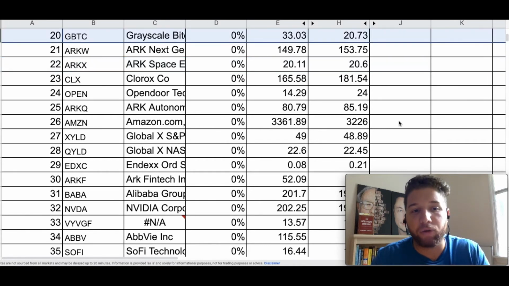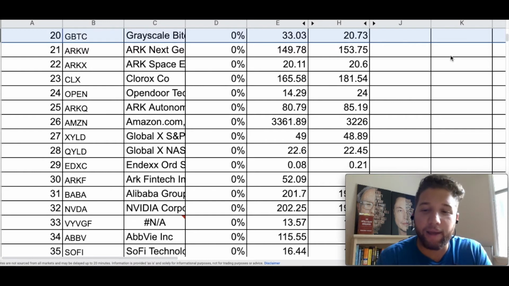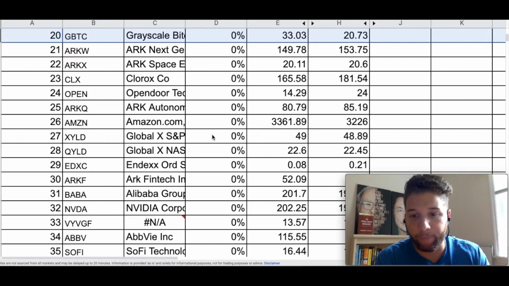Now, my 20th biggest holding, Grayscale Bitcoin. I am up a significant amount in this position, around 50%. This is another one that I think I want to transfer over to Voyager, where I can earn the interest and own Bitcoin more directly.